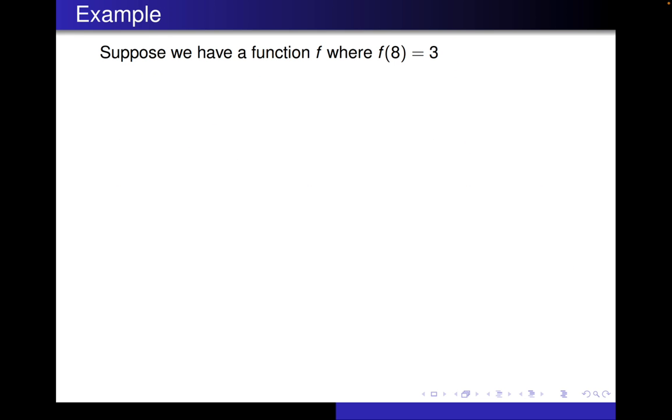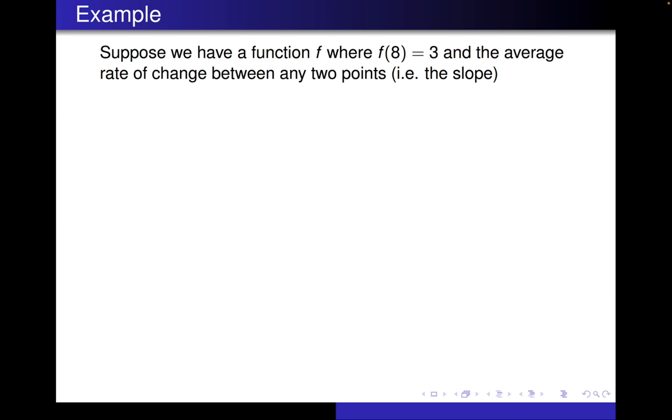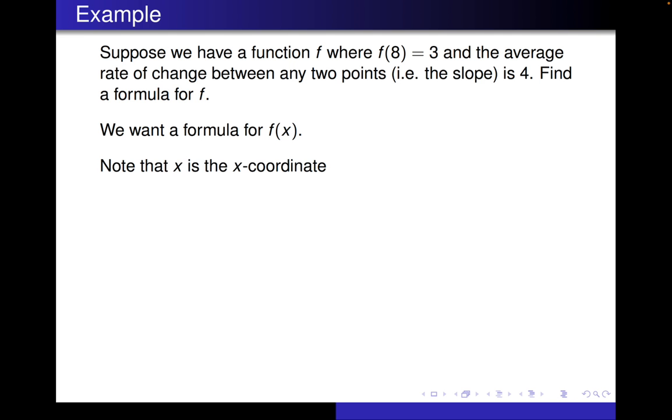So let's look at an example. Suppose we have a function f where f of 8 is equal to 3, and the average rate of change between any 2 points, in other words, the slope, is always 4. Let's see if we can find a formula for f. We really want a formula for f of x. x is our input, f of x is our output. We want a formula for f of x that just depends on x.